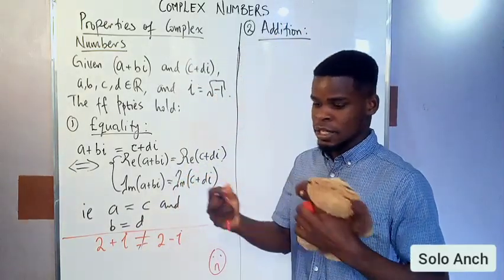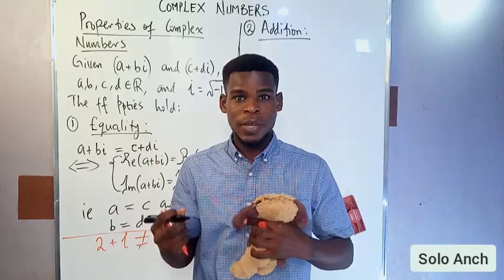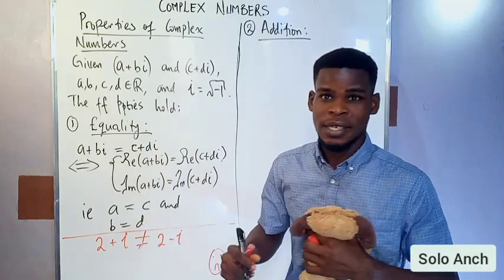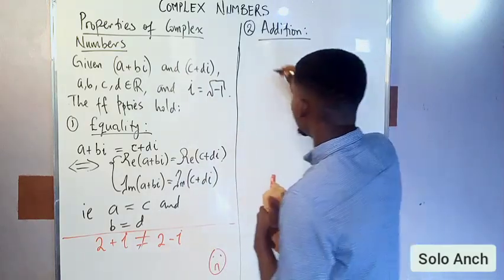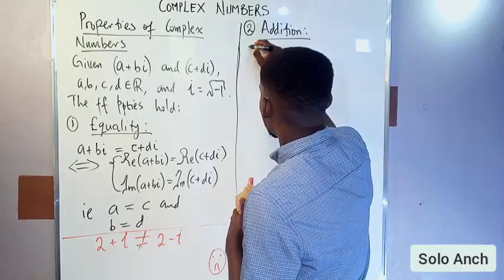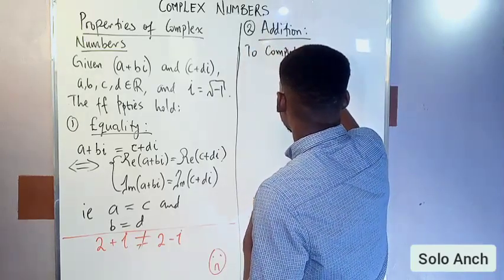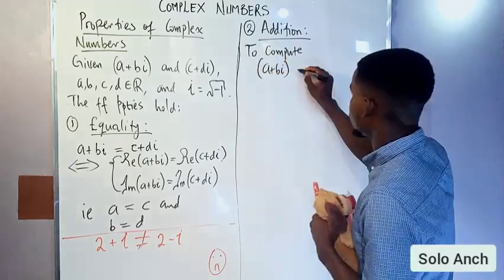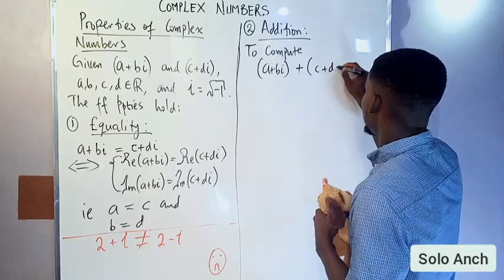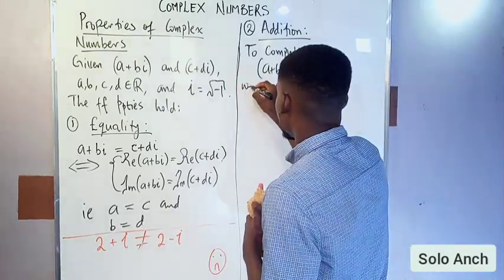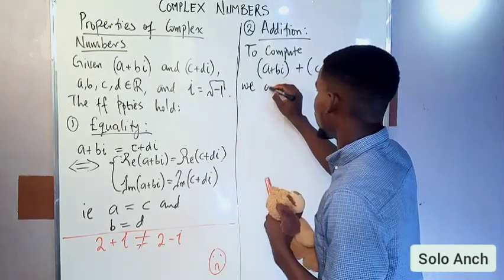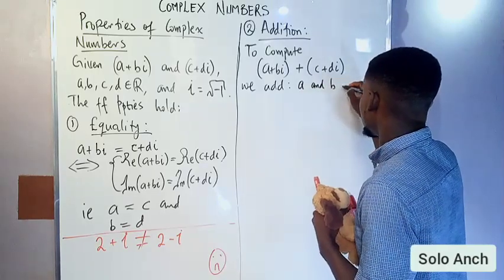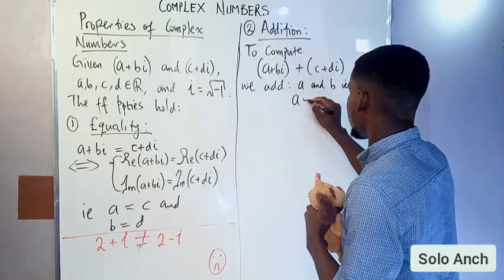So talking about adding two complex numbers together, when we add two complex numbers, we add the real part to the real part and the imaginary part to the imaginary part. So to compute this sum, a plus bi, that's the first complex number, added to the second complex number, c plus di. We add a and c.